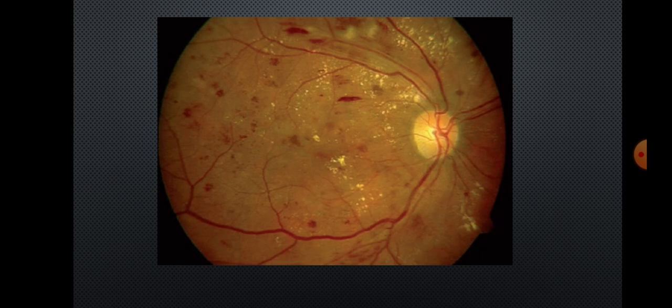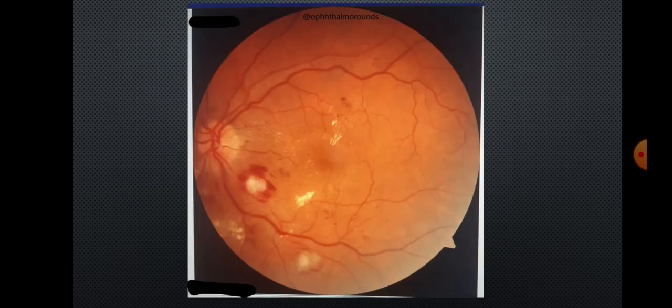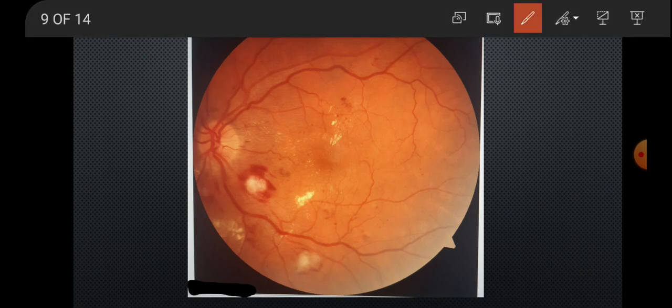And this is an example of severe NPDR. In this photo, we see severe intraretinal hemorrhages in all 4 quadrants. And this is another example of NPDR. In this photo, we see hard exudates and some cotton-wool spots. The cotton-wool spots demonstrate the ischemia of the retinal nerve fiber layer.